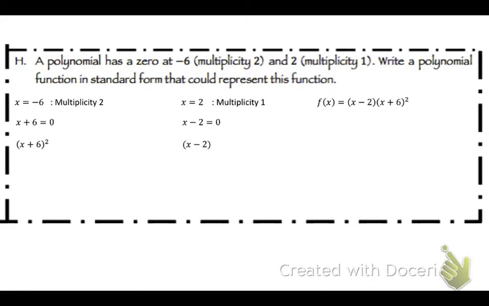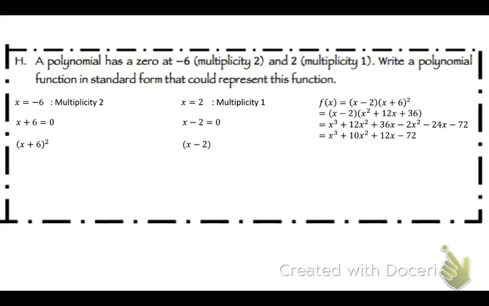So we have f of x equals x minus 2 times x plus 6 squared. Well, let's multiply the x plus 6 squared out first. And remember, x plus 6 squared is x plus 6 times x plus 6. And you get x squared plus 12x plus 36. Then multiply the x minus 2 to that, and you get x cubed plus 12x squared plus 36x minus 2x squared minus 24x minus 72. Combine like terms, and you get x cubed plus 10x squared plus 12x minus 72.